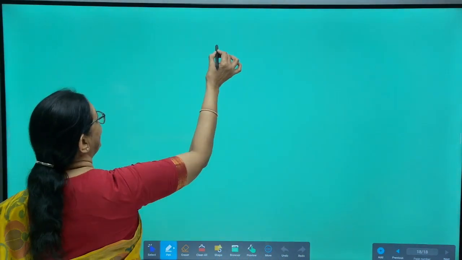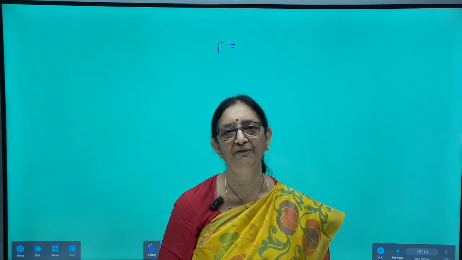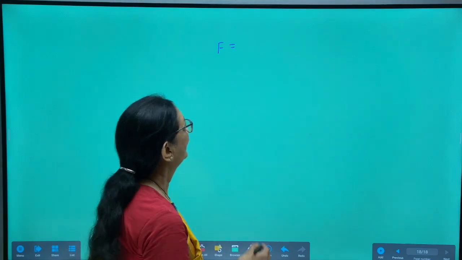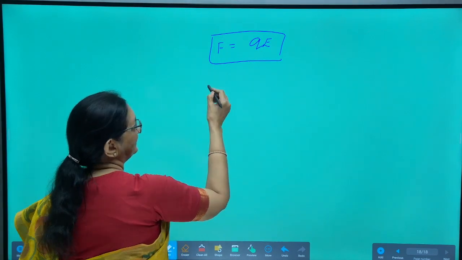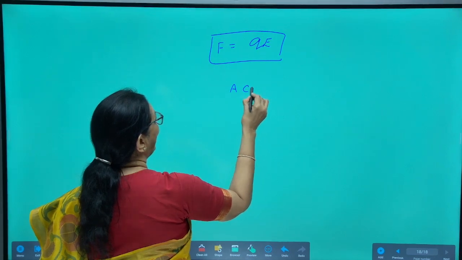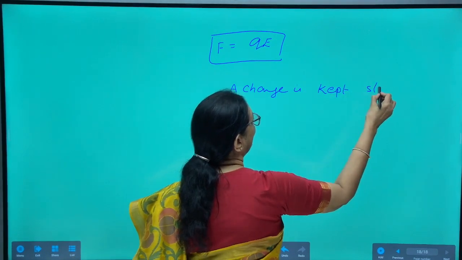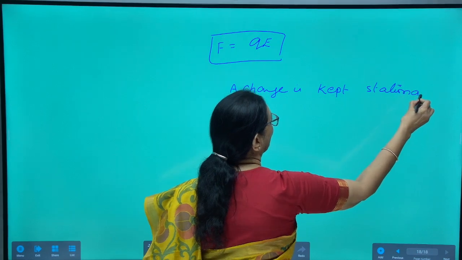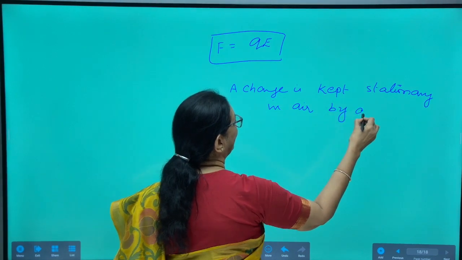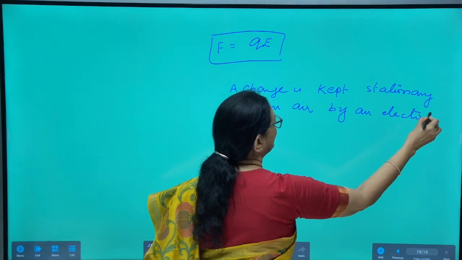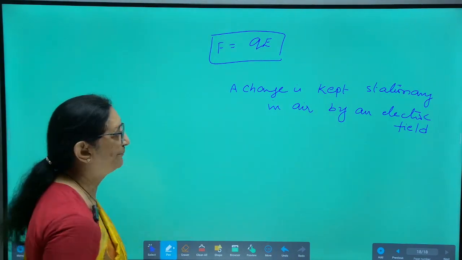And I am telling you another expression. Look here, what is the expression for the force on a charge q in a uniform field of intensity E? F is equal to QE. Suppose the problem is given like this: a charge is kept stationary in air by an electric field. That implies what?